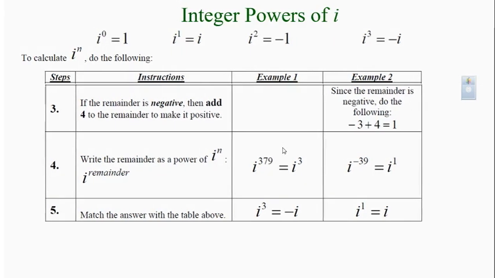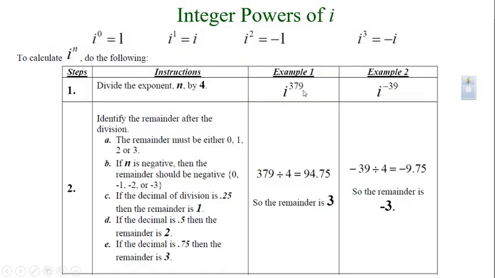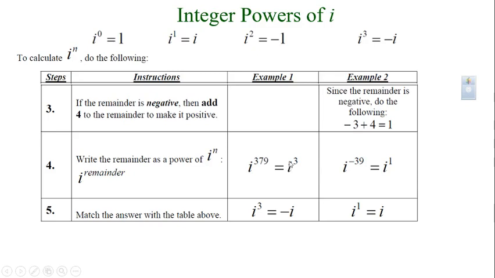So just to recap the steps, first divide the integer exponent by 4, and then replace the exponent with that remainder. So i to the 379, for example, is the same as i to the 3 because 3 is the remainder when you divide 379 by 4. If the exponent initially was negative, write the remainder as a negative, then add 4 to that, and then use the properties of i to give your answer.